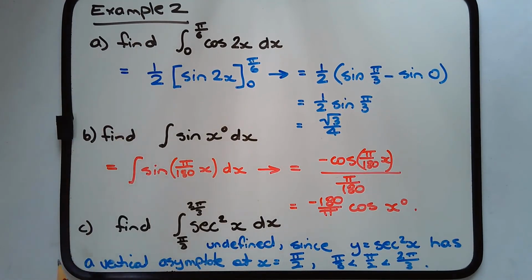And lastly, example 2c, find the definite integral of sec² x dx from x equals pi over 3 to x equals 2 pi over 3. Now this is undefined, since y equals sec² x has a vertical asymptote at x equals pi over 2, and pi over 2 lies between the limits of integration, and we cannot integrate across a discontinuity. So the answer here is undefined.